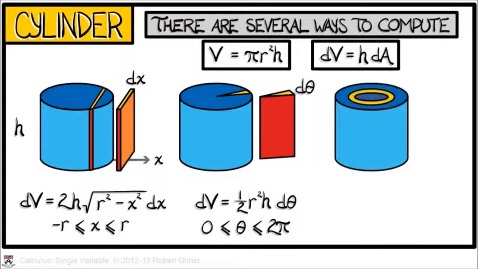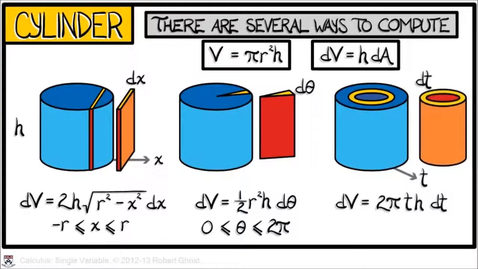Finally, if we use an annular area element, then associating a t variable to that, we consider as a volume element this cylindrical shell whose volume is 2 pi t times h dt. Here we integrate from 0 to r.